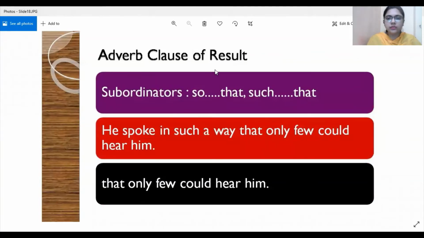Okay, next is adverb clause of result. So what are the subordinators which are used? So that. Okay, the pair is used. They are not written just next to each other, but in such a way that so will come in your main clause and that will come in your subordinate clause. Same will be the case with such that. Let us look at the example. He spoke in such a way that only few could hear him. So that only few could hear him becomes our adverb clause of result. He spoke in such a way becomes our main clause.